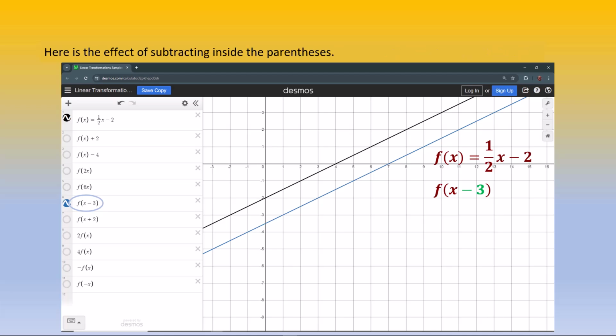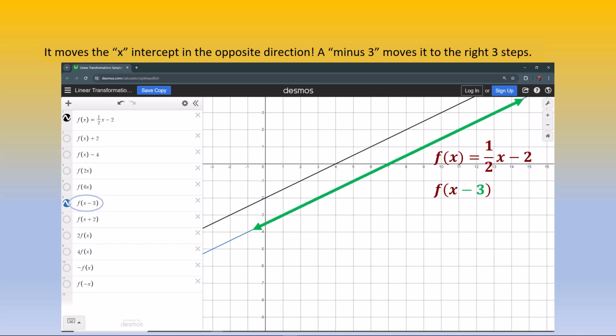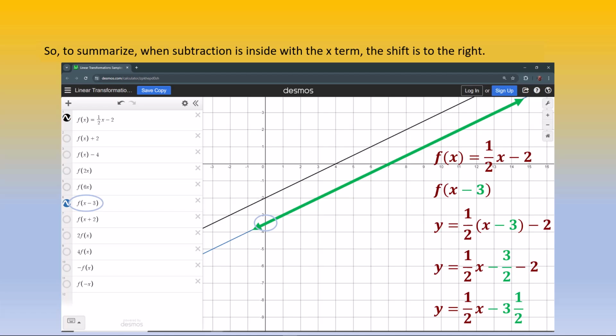Here is the effect of subtracting inside the parentheses. A -3 moves it to the right 3 steps. When we put this into the equation and evaluate, first distributing the 1/2 and then combining the constant values, the new y-intercept is at -3 and 1/2, which matches what you see. So, to summarize, when subtraction is inside with the x term, the shift is to the right.